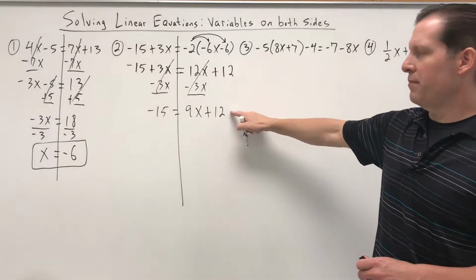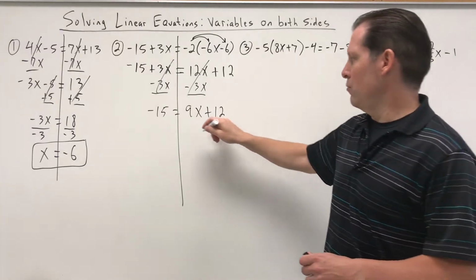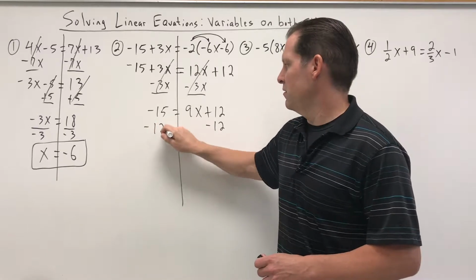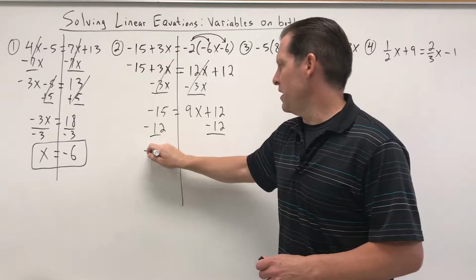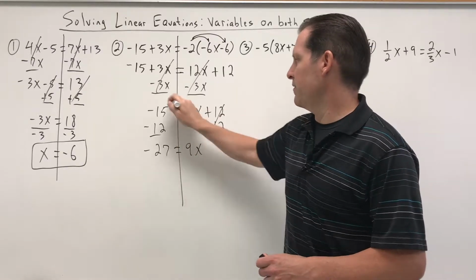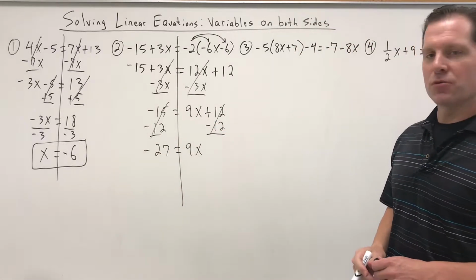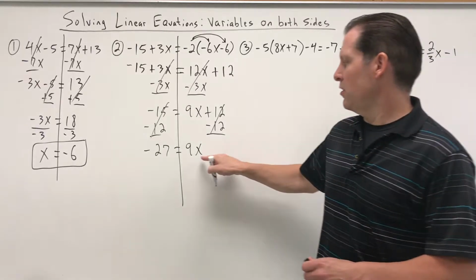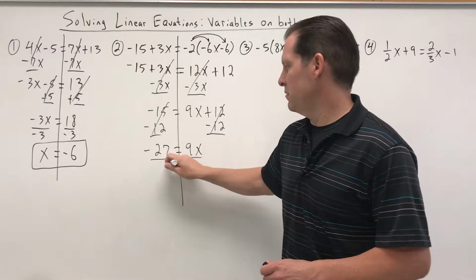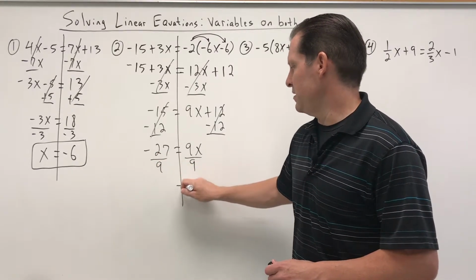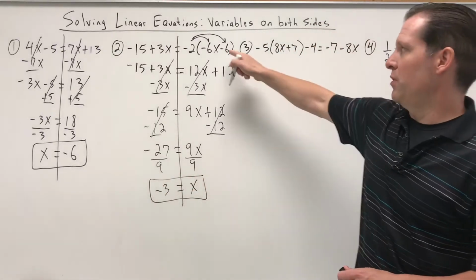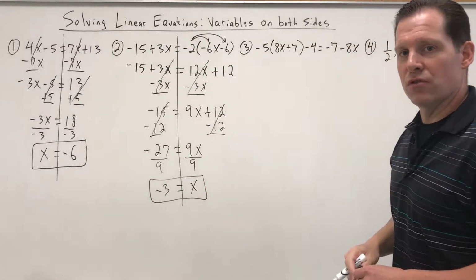Now I'm back to a two-step with a variable on one side. So I'm going to move this 12. I'm going to subtract 12 from both sides. That gives me negative 27 is equal to 9x. And of course, we're left with a one-step now. This is a multiplication right here, 9x, so I'm going to divide by 9. And that gives me x is equal to negative 3. And again, if you plug it into here, you'll see that the left side is equal to the right side.